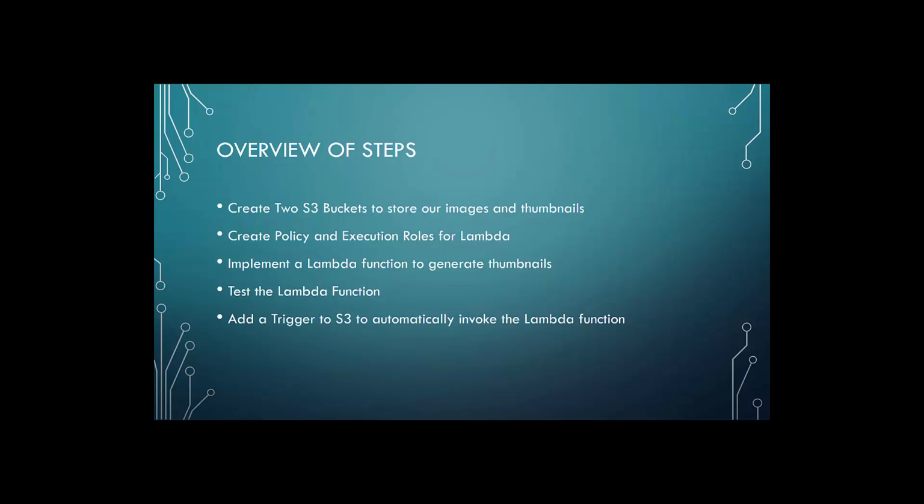We are going to then also need to create the necessary policies and execution roles for Lambda so that they can actually access those buckets. Remember, with IAM and in AWS in general, you don't have access to anything execution-wise unless you actually grant that access. So that's what the purpose of creating this policy is all about. We are going to then implement the Lambda function and generate the thumbnails and test it in the console. And then finally, once everything looks good, we'll go ahead and create a trigger on S3 to automatically invoke the Lambda function and generate our thumbnails.